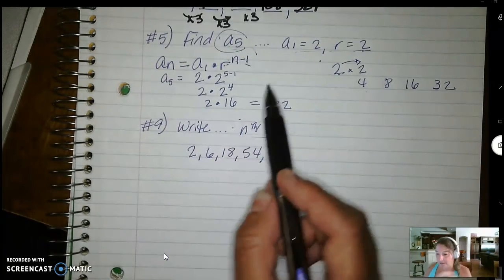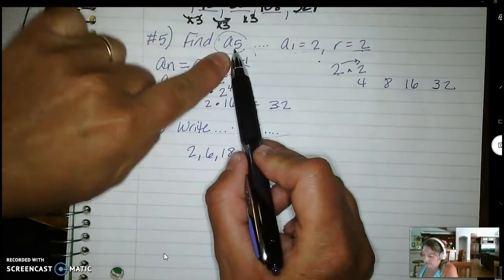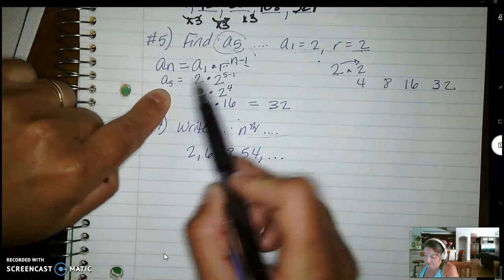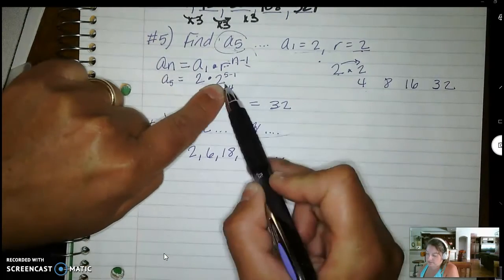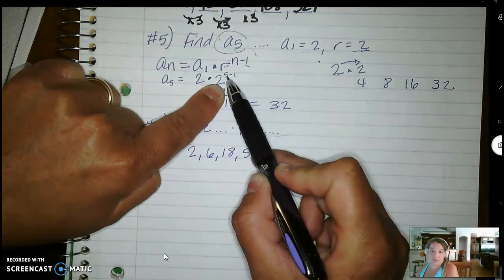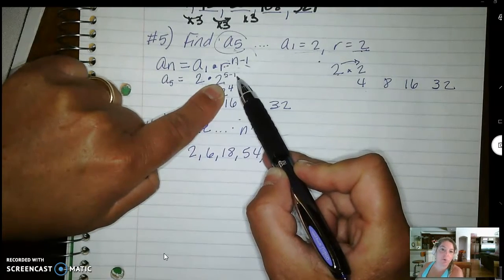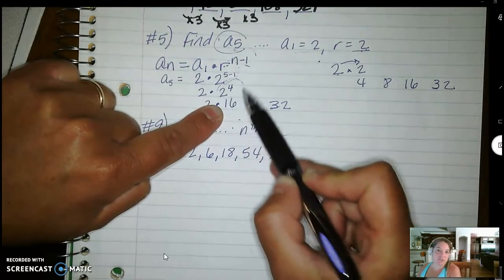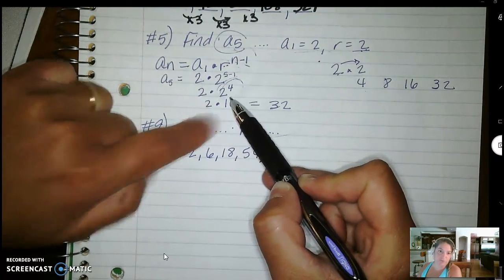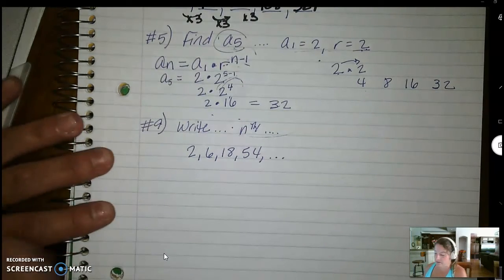Okay, so one more time, a of 5, right? I'm just plugging it in. A of 5 is going to be my first number times my ratio to the 5 minus 1, or to the 4th. And then just make sure that you do exponents first. So 2 to the 4th and then times 2, okay?